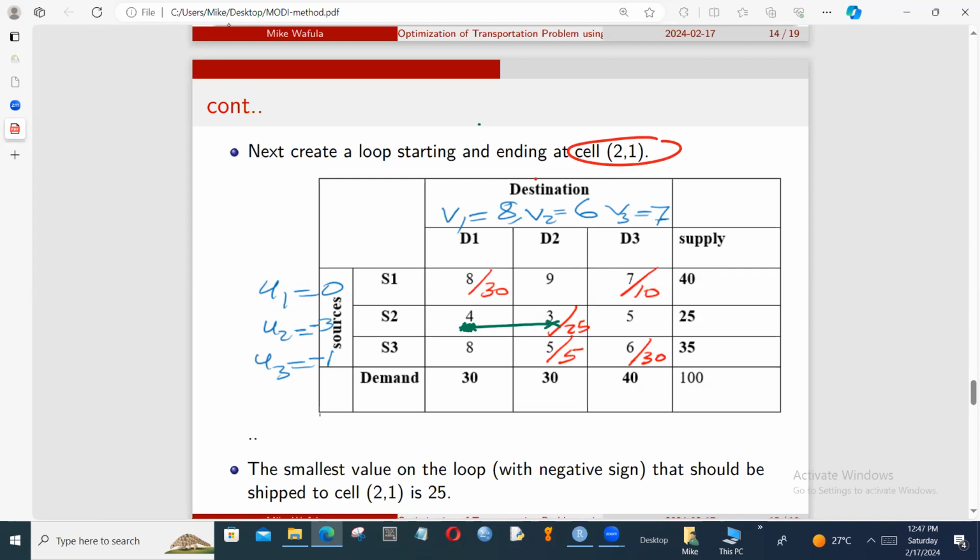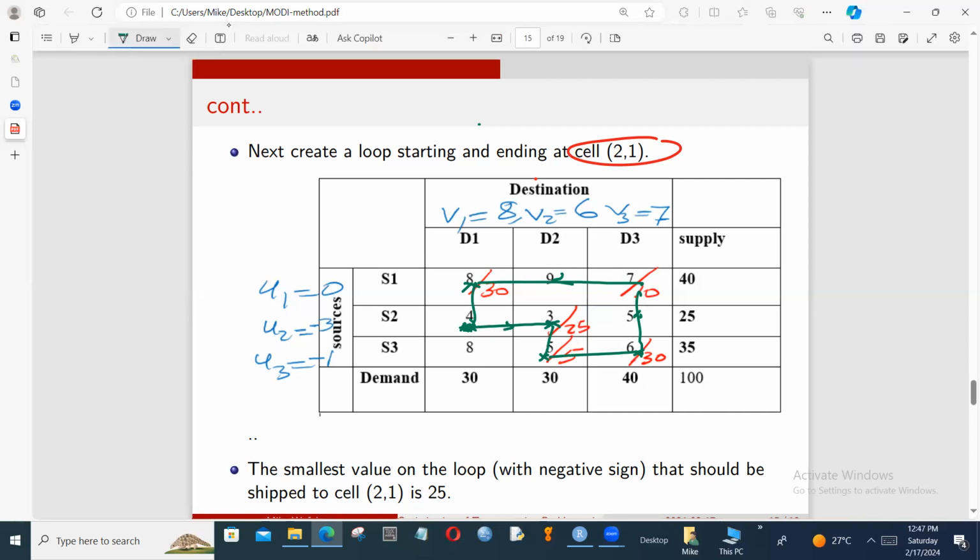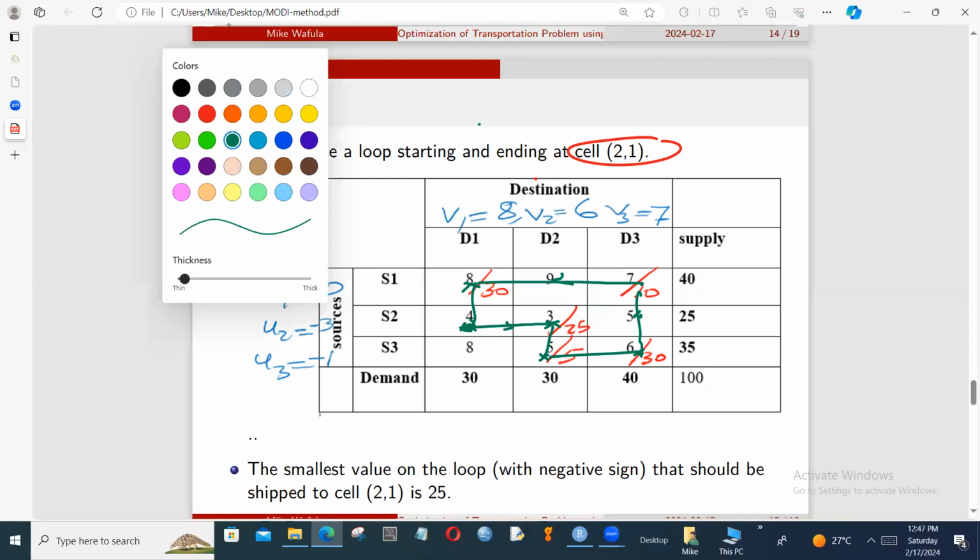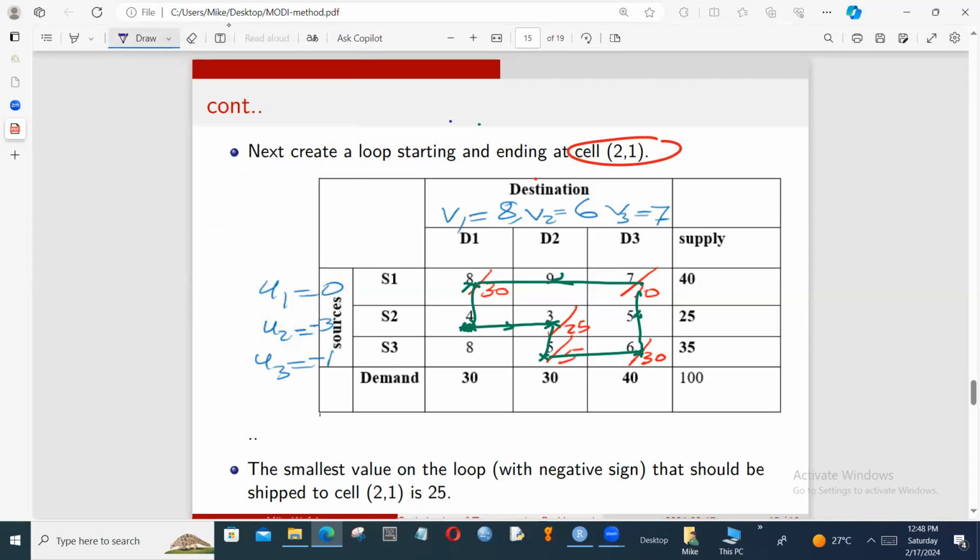This appears to be what we had already done, because we say we are only drawing horizontal and vertical lines. So this is going to be our loop, only making turns in the cells where there is allocation of units. Now, after drawing the loop, the next thing we need to do is assign negative and positive signs to the corners where we are making turns. We begin with the starting point and assign positive.